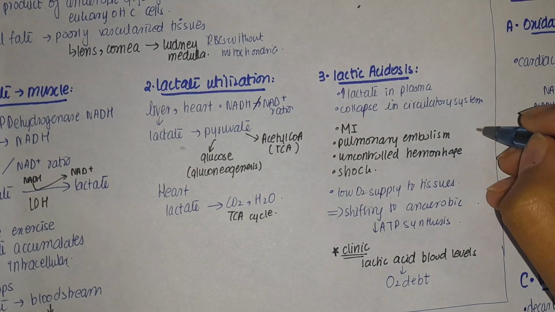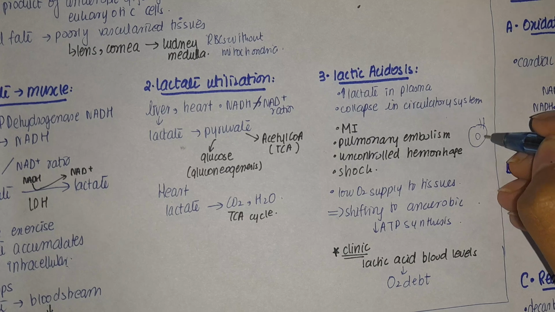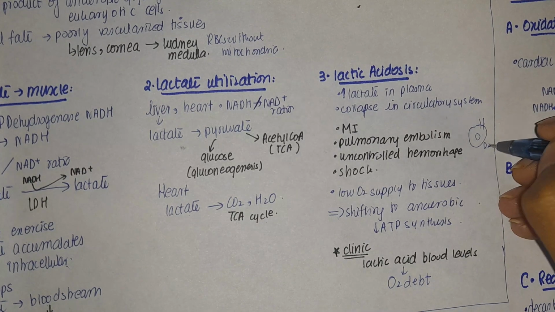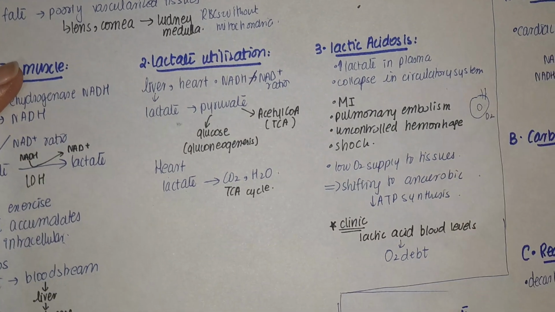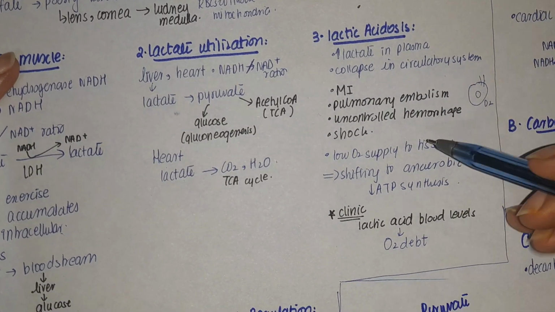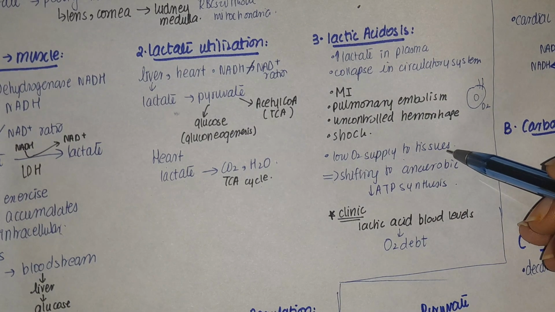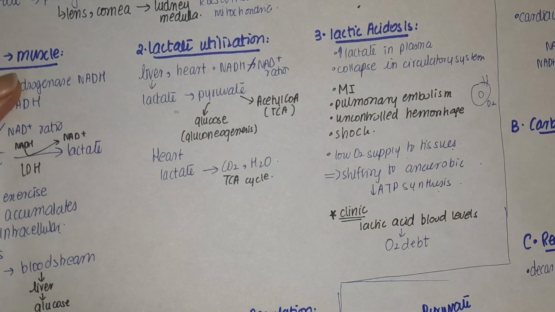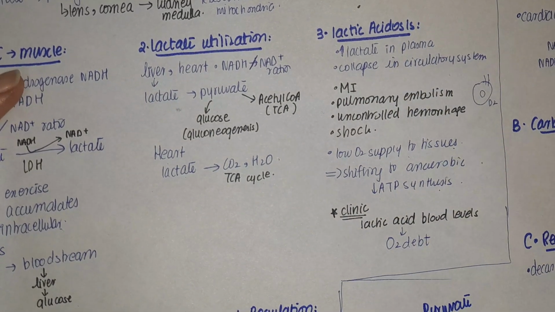All the cells in your body are not supplied with enough blood, so they're not supplied with enough oxygen. That causes them to convert from the aerobic type of glycolysis to the anaerobic one, and hence they start producing lactate in larger amounts. Low oxygen supply to the tissue causes anaerobic glycolysis shifting, and hence ATP synthesis also decreases. Also, the lactate or lactic acid starts to increase.